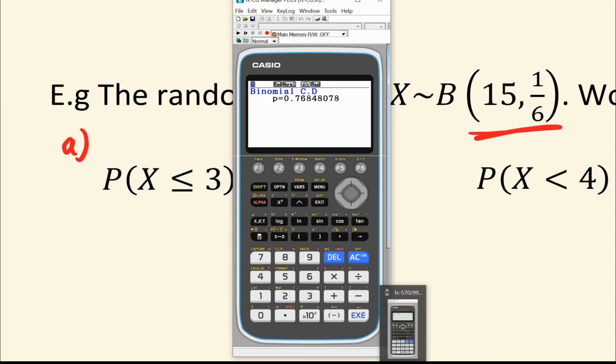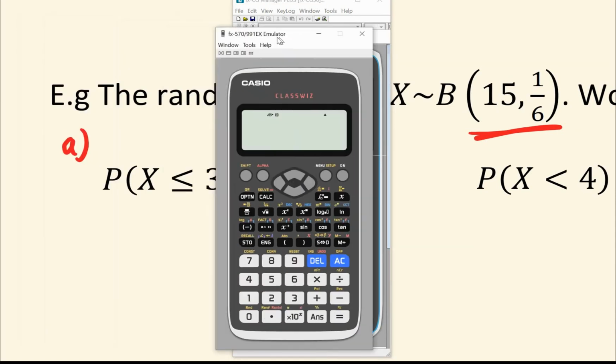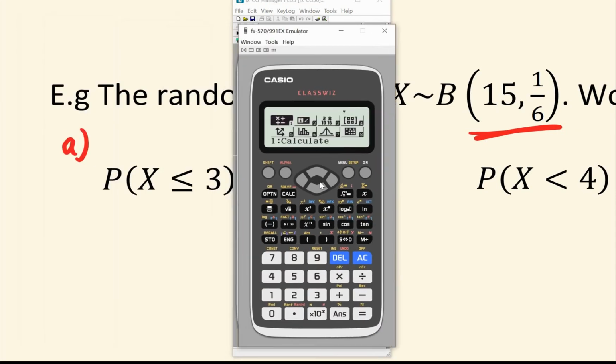Let's try the exact same thing using the other calculators. So for this, you go to menu. You then want to move across to distribution. We then want binomial cumulative.